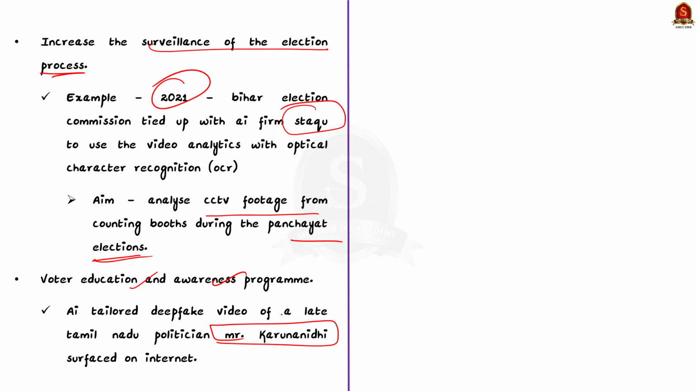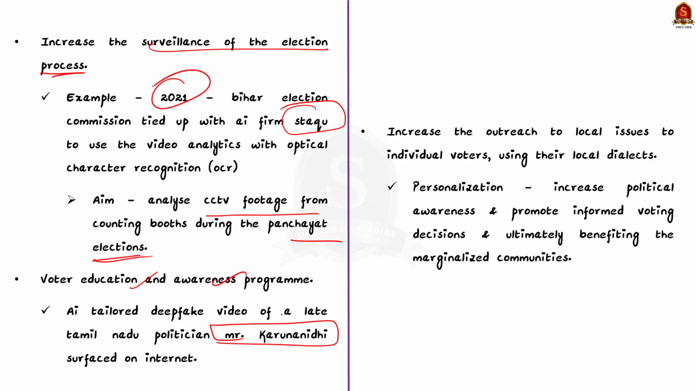Finally, with AI, the parties can increase the outreach on local issues to individual voters using their local dialects. This personalization can increase political awareness and promote more informed voting decisions, ultimately benefiting the marginalized communities. With this, we have completed the first part of the body.